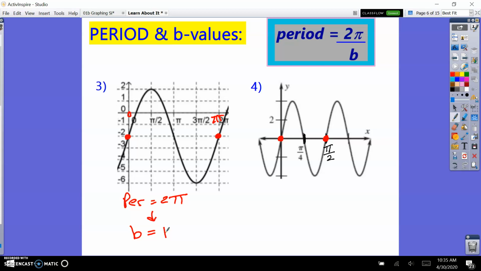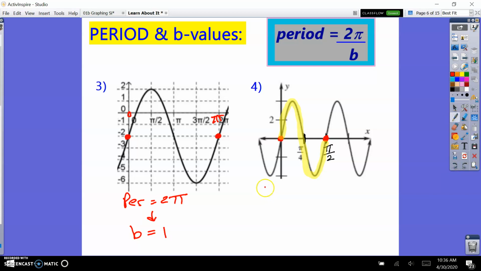Now we look at the last one here, and we can see that if we take a look at this, it's starting here, and I marked it in red, and this is ending at pi over 2. So our period now is pi over 2. So we're going to have to do some actual work.